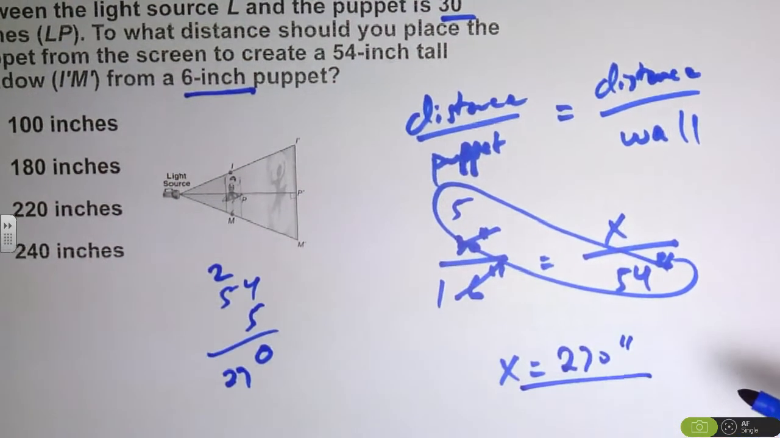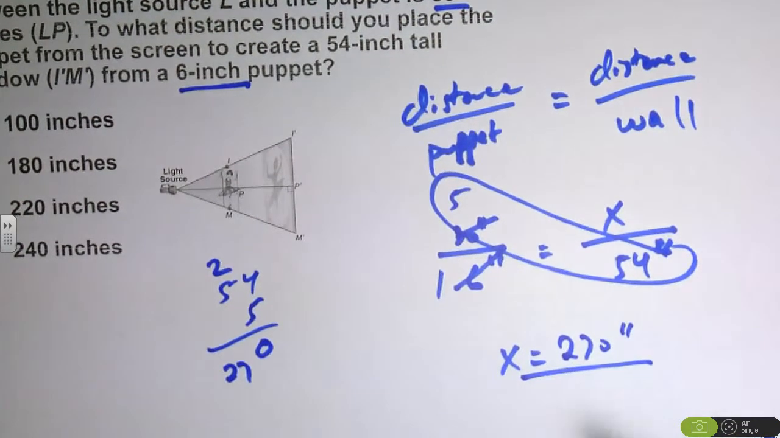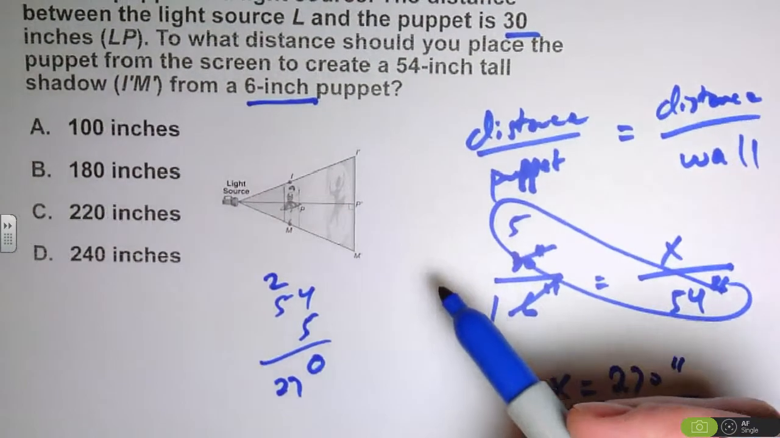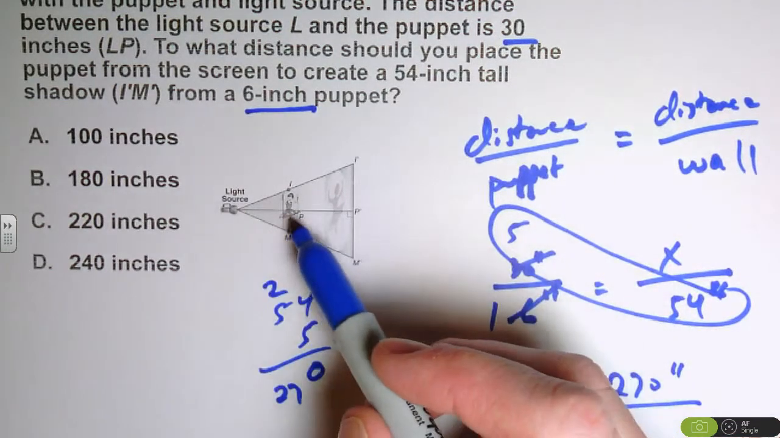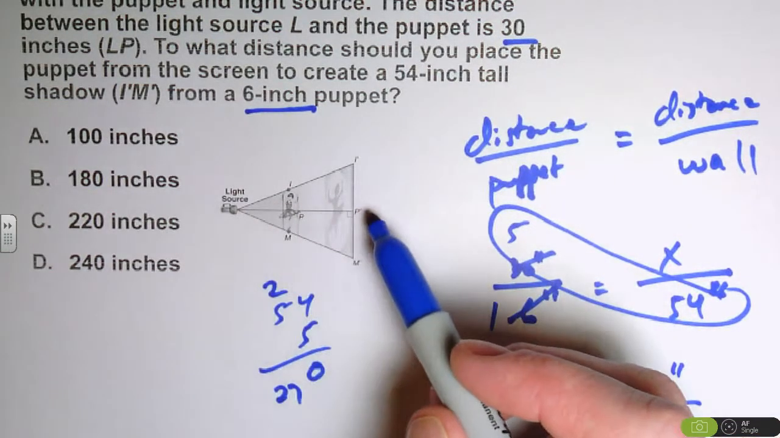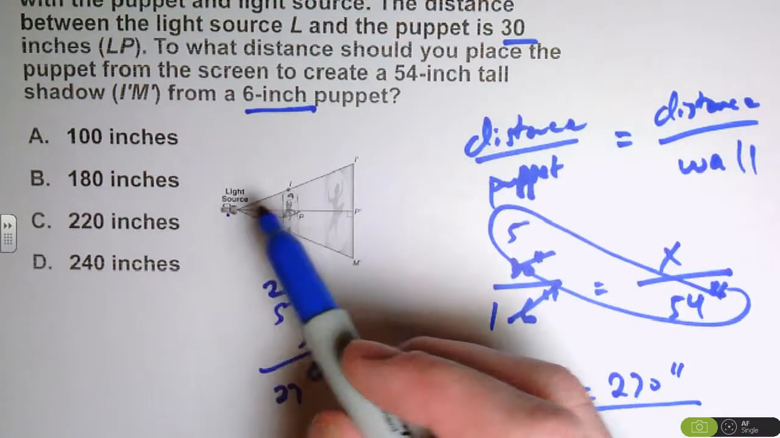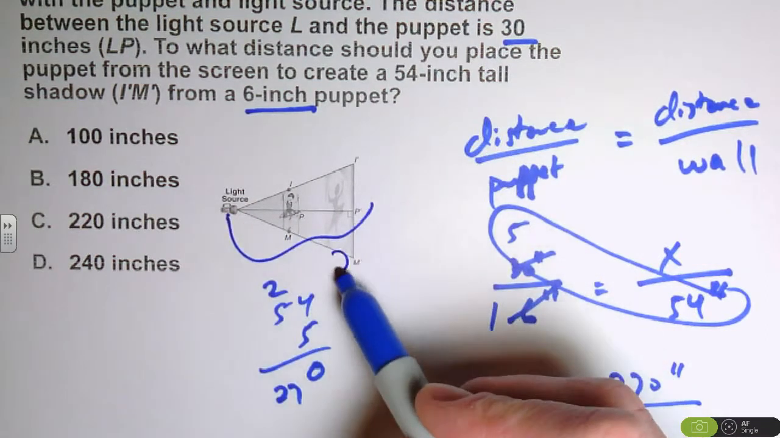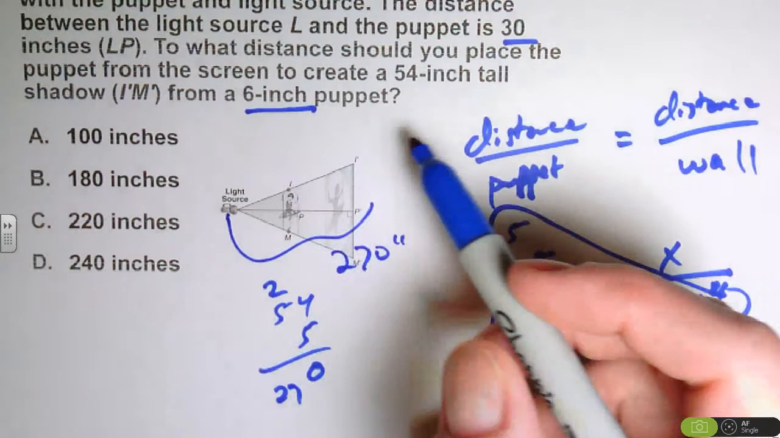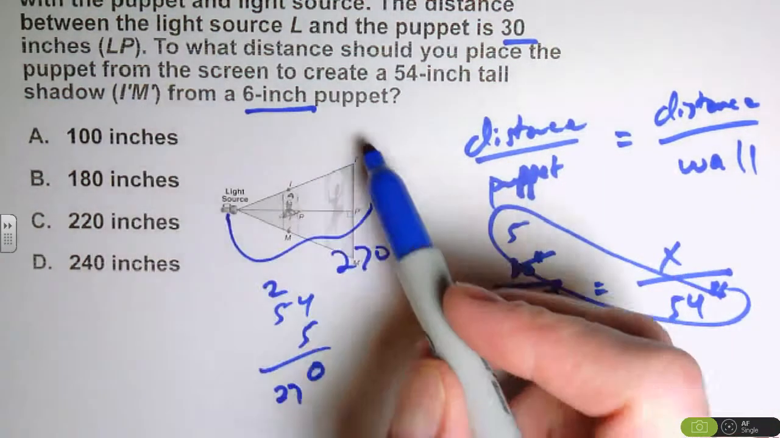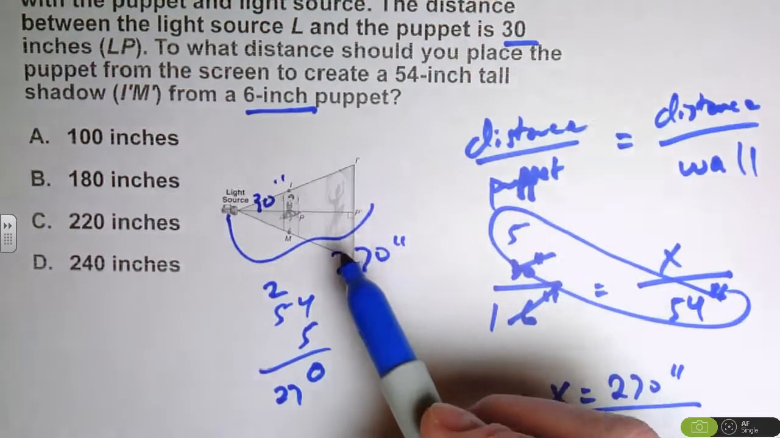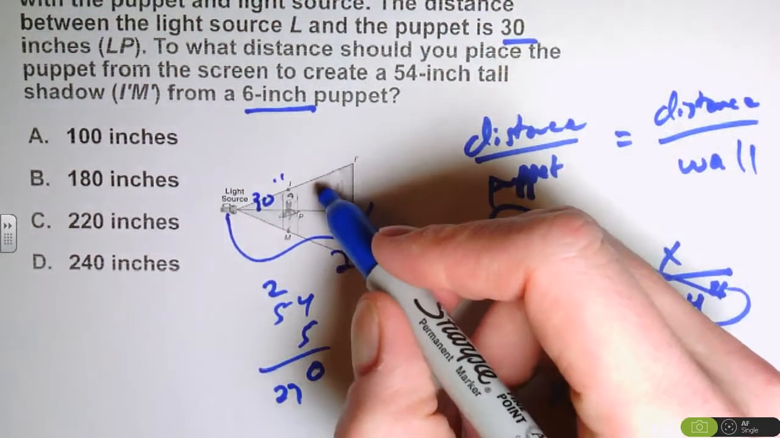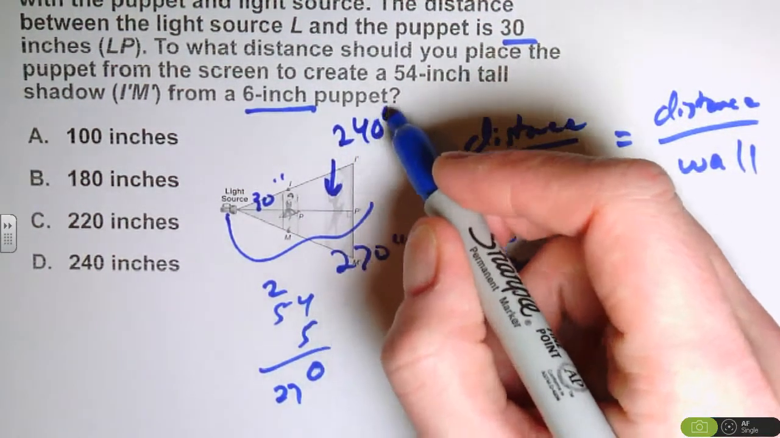And that might make you pause for a second and go, wait a second, how in the world, that's not one of the 4 answers here. But here's the thing. The question is not how far should it be from the light source, to the wall, that is 270. The question is, how far should the puppet be from the screen? Well, he's already 30 inches, or she, I guess it is a girl. Puppet looks like it's a dancer. That needs to be then 240 inches.